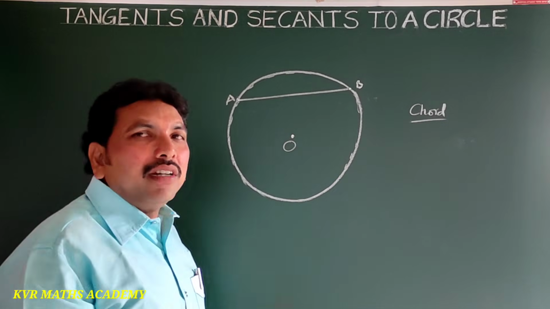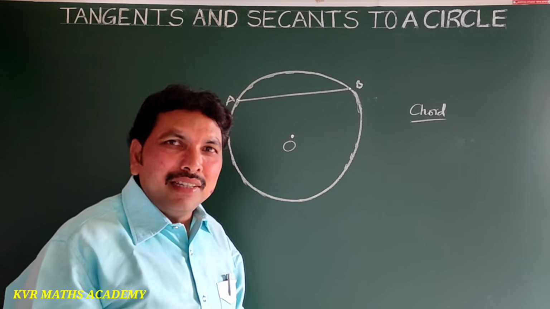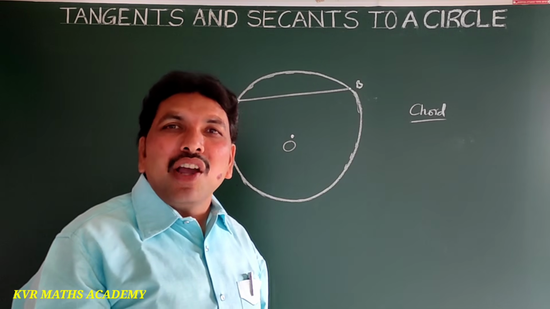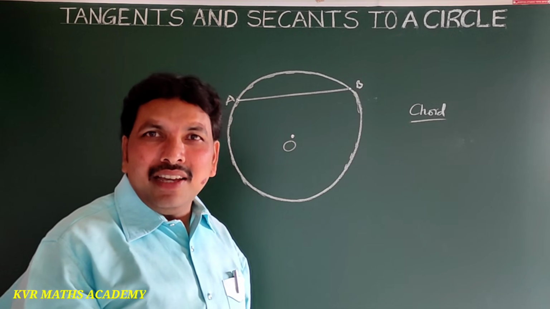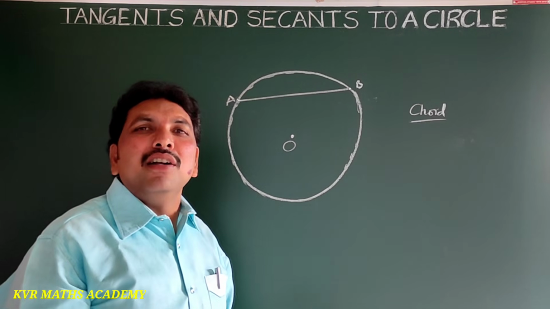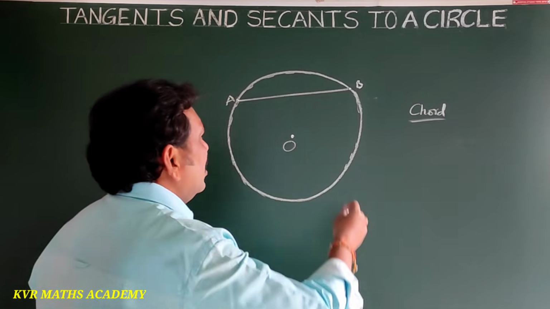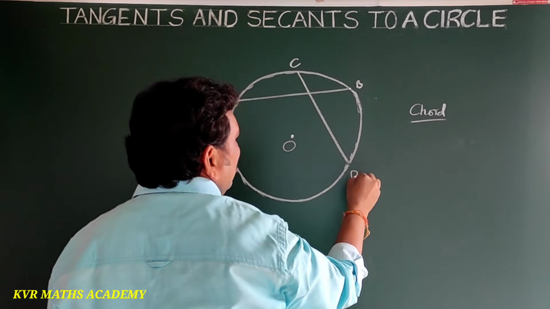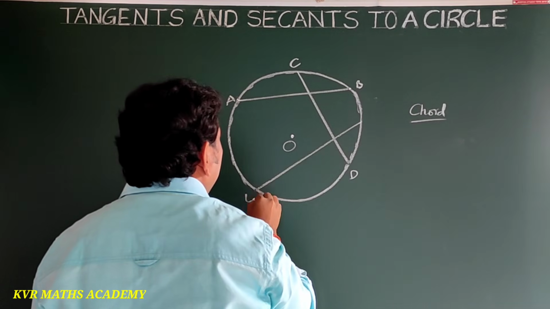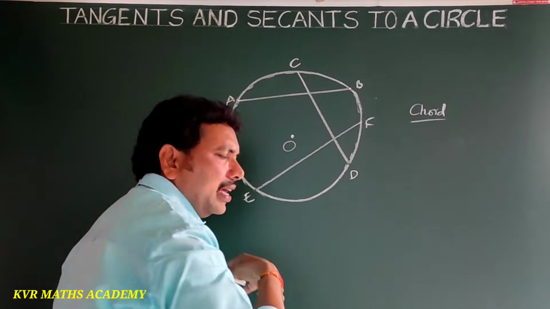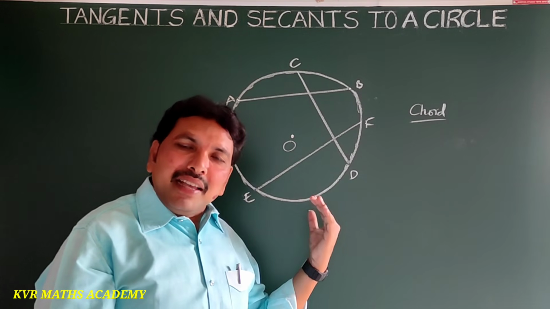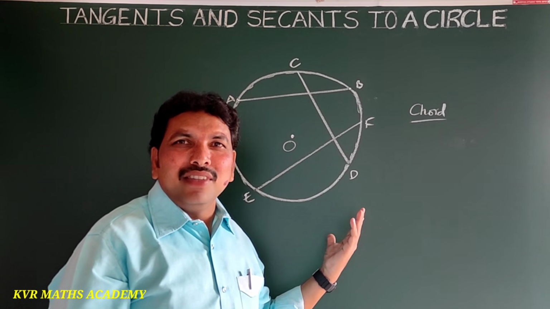So how many chords can we draw in a circle? An infinite number of chords can be drawn in a circle. Another one, this is CD. CD is also a chord. Next, EF is also a chord. There can be an infinite number of chords in a circle.